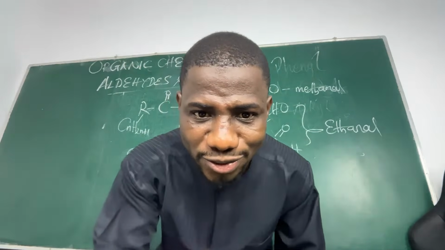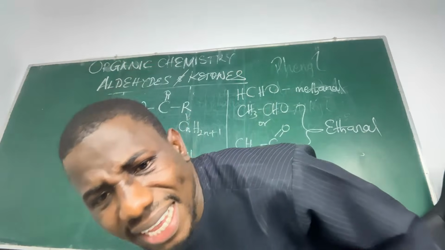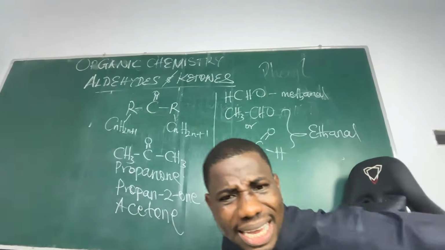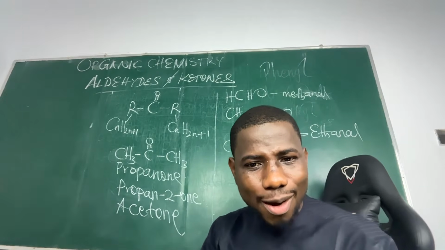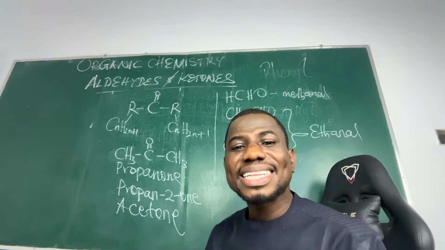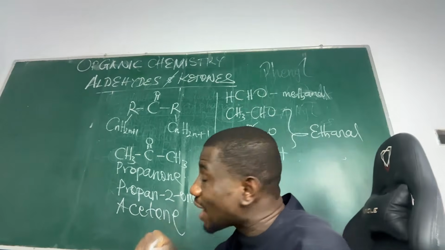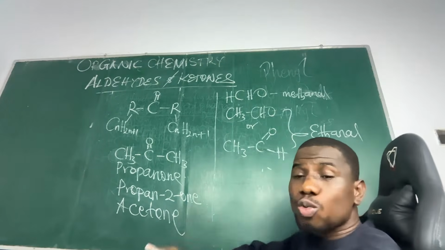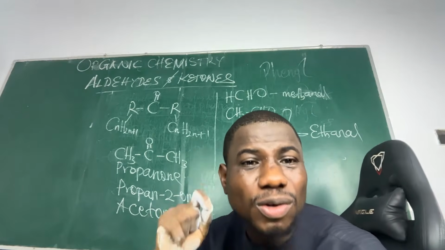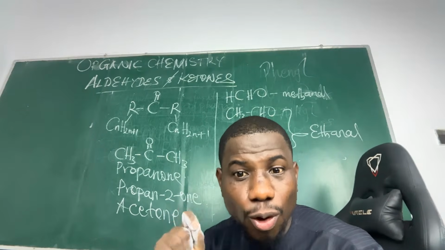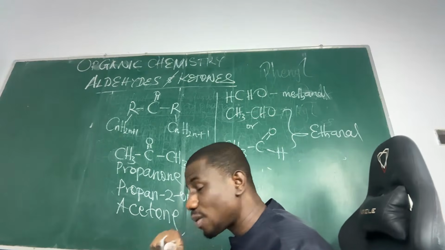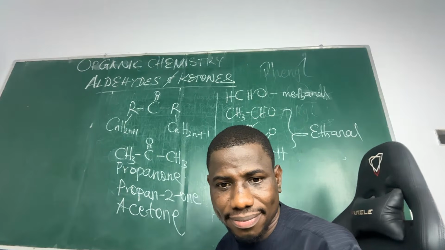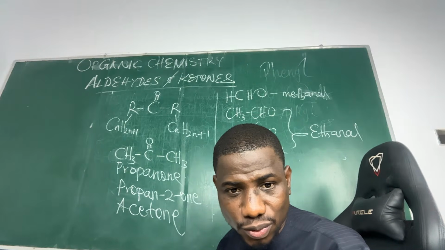So I might ask you a question. Why are we not saying something like ethan-1-al, ethan-2-al, and all that? In alkanals, the functional group there always serves as carbon 1. Don't forget this thing. Always serves as carbon 1. Does that make sense to you?